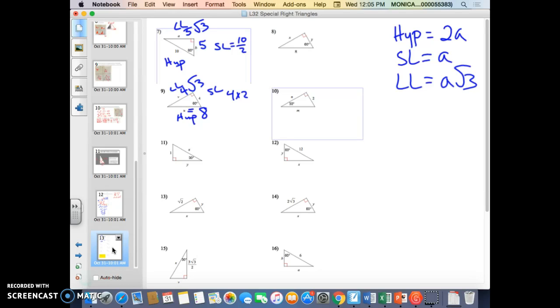Number 11, this is a 30-degree angle, so I know this is the short leg. This would be the long leg, and this is the hypotenuse. So if my short leg is 1, my hypotenuse is 2, and my long leg is 1 times the square root of 3. Okay, this is my long leg, and I'm just going to tell you to cross out number 13 because I made a mistake by putting it on there.